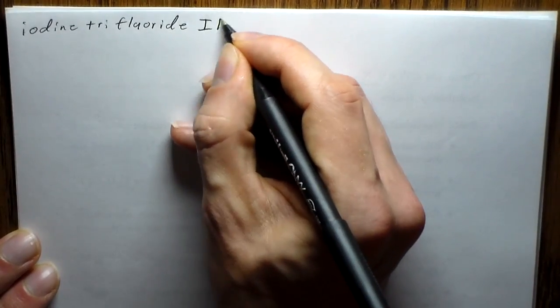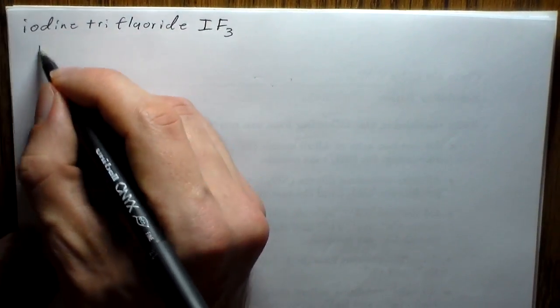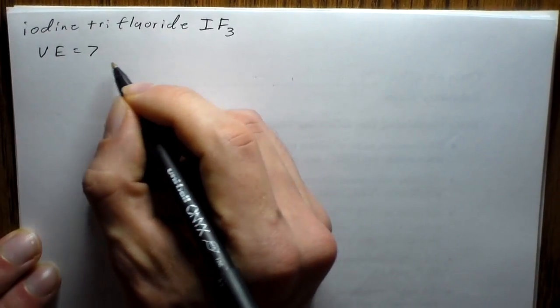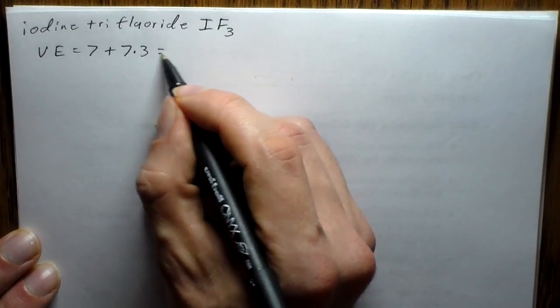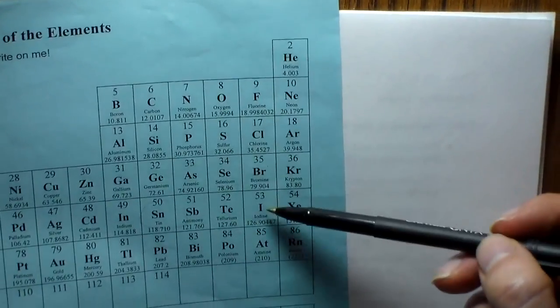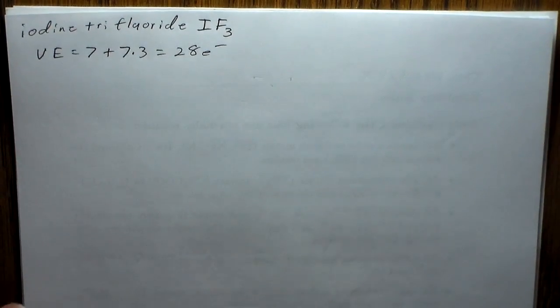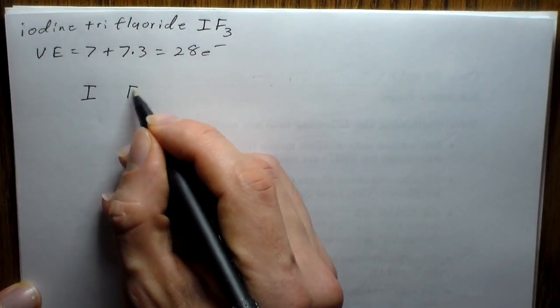So this is IF3. So we have 3 halogens basically bound to an iodine. So my valence electrons here are going to be 7 for my iodine plus 7 times 3 for my fluorines. That's just going to be 28 valence electrons, because of course fluorine and iodine are both halogens. So the central atom is going to be my iodine, and then I'm just going to stick 3 fluorines around there.